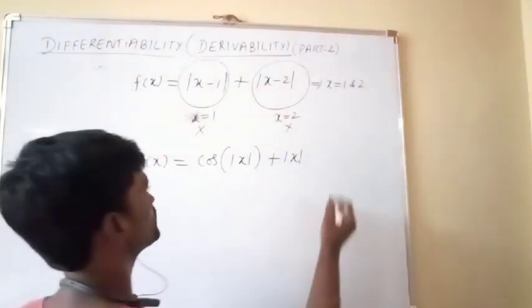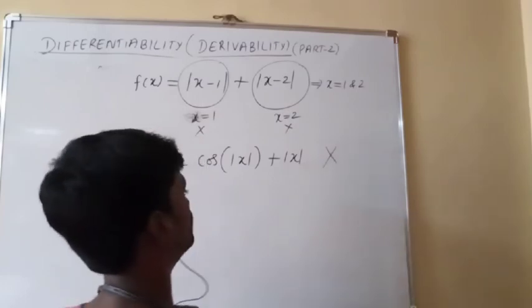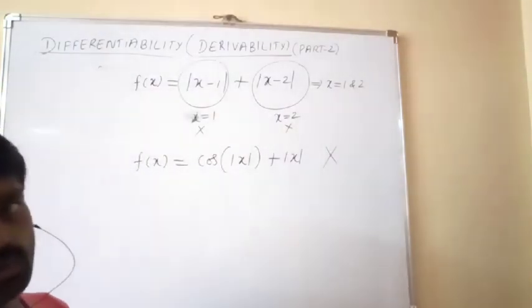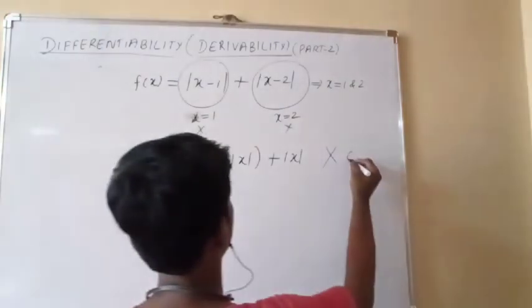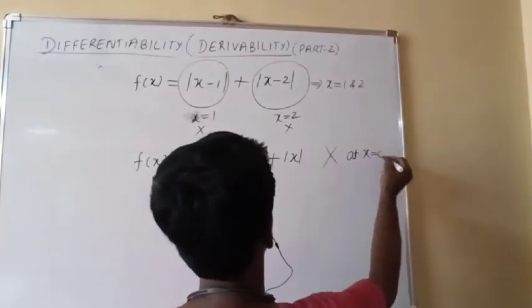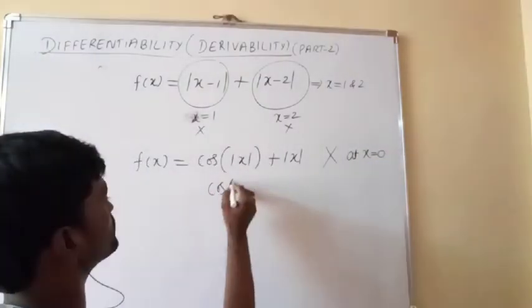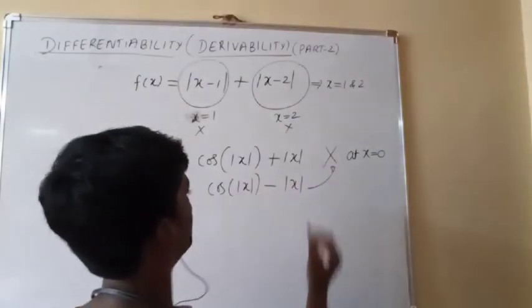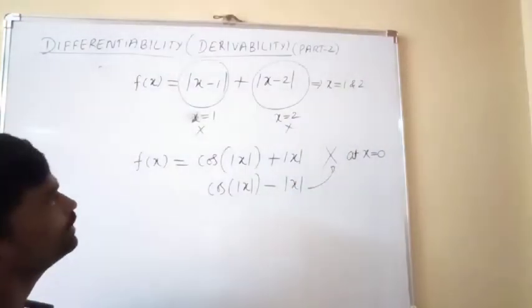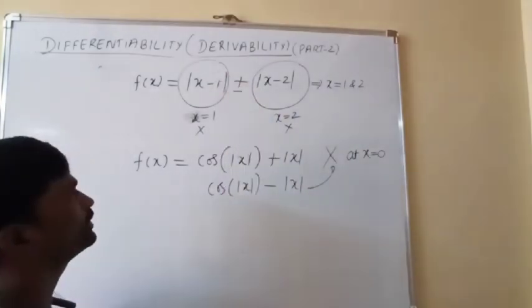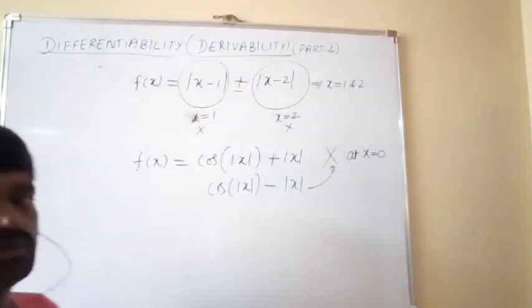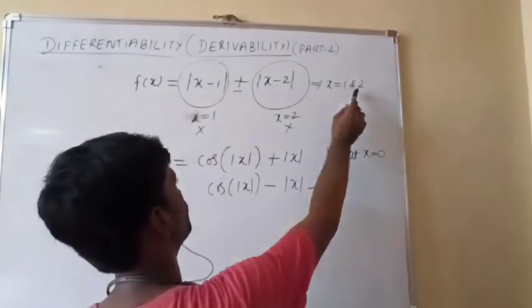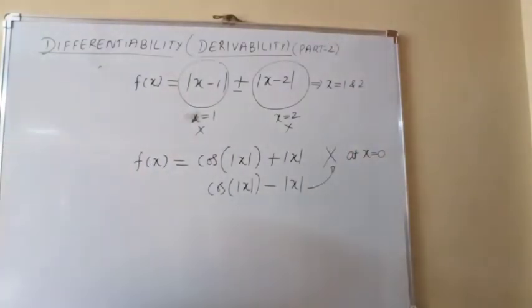So cos of mod x plus mod x is not differentiable at x is equal to 0. Even cos of mod x minus mod x is also not differentiable at x is equal to 0. Even though minus is there, that function is still not differentiable in this example at 1 and 2.